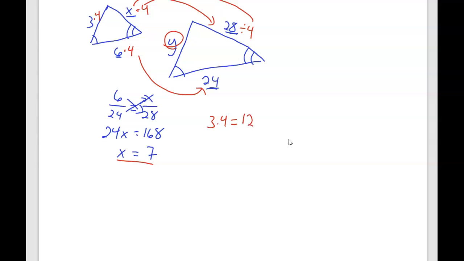Or you can set it up as 6 over 24 is equal to 3 over y. So you'd get 6y is equal to 72. Divide by 6 and you get 12. Does not matter which way you do it. You would get the same thing either way.